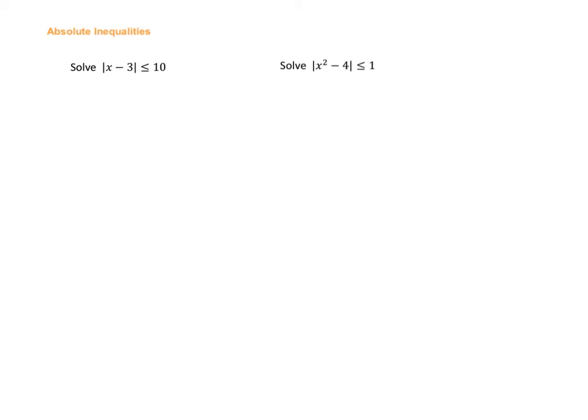Let's look at the problems of absolute inequalities. One of the properties of absolute inequalities is as follows. If given the absolute value of A is less than or equal to B, then we can say that A is bound between negative B and positive B. Let's see how we use this to work out this problem.